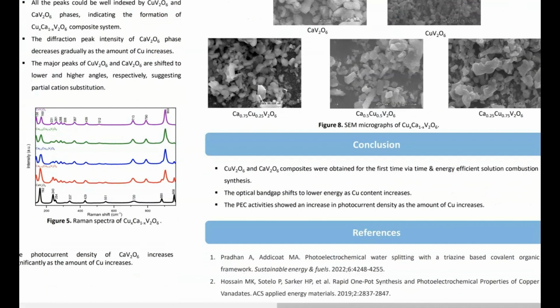In summary, CuV2O6 and CaV2O6 composites were obtained for the first time via time- and energy-efficient solution combustion synthesis. The optical band gap shifts to lower energy as copper content increases, and the PEC activity shows an increase in photocurrent density as the amount of copper increases.